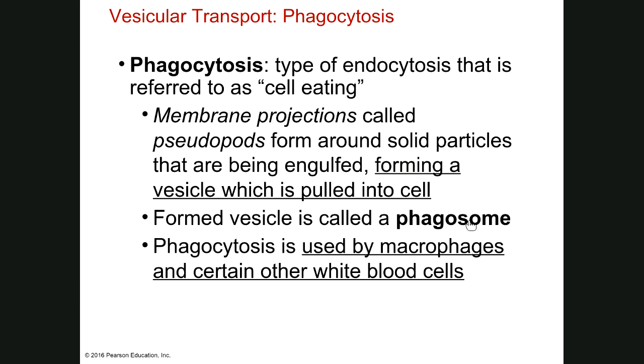Now, you should know that phagocytosis is really popular in macrophages. And I think I introduced that cell to you before, the macrophage of the immune system, and some other types of white blood cells that have these pseudopods on them. And they're going to do phagocytosis.